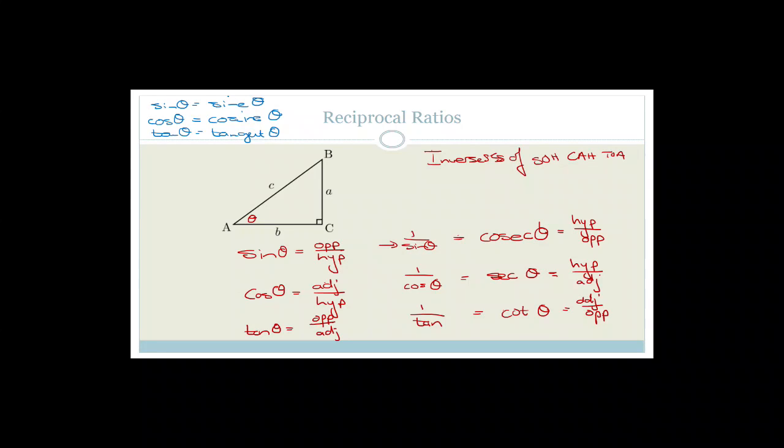So the inverse of the sine theta is actually the cosecant. The inverse of this is called the cosecant, which is just going to be cosec. The inverse of cos or cosine is secant, which is just going to be sec. And the opposite of tangent is cotangent, which is cot. There you go. So now you know where the names actually come from.